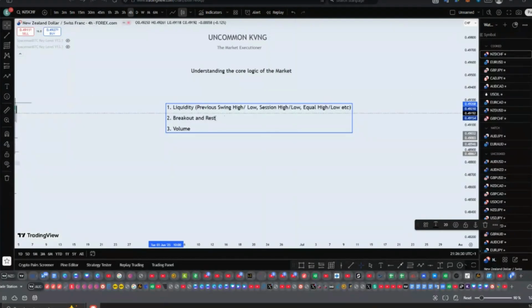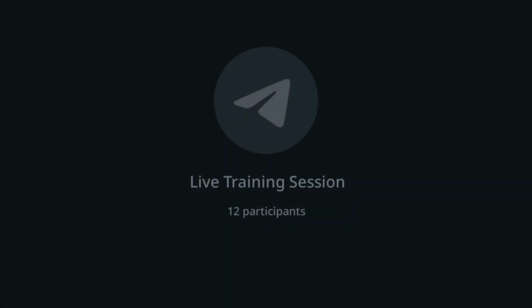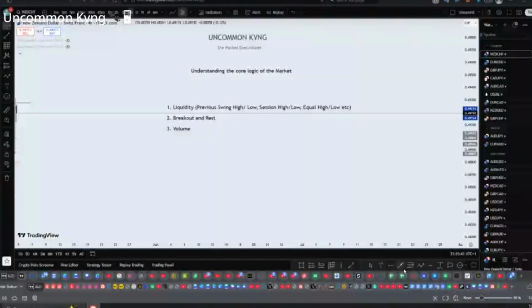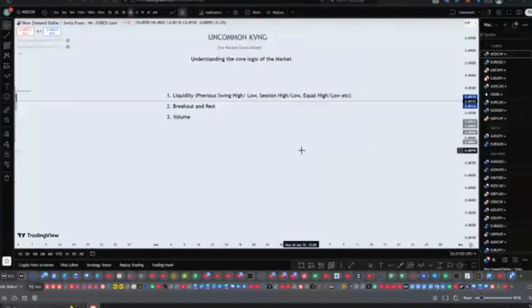Now, breakout and retest are very, very important. When we talk about breakout and retest, it's simply the same thing as expansion and retracement. Our expansion is coming out of a certain point. Let me give you an example of that expansion.